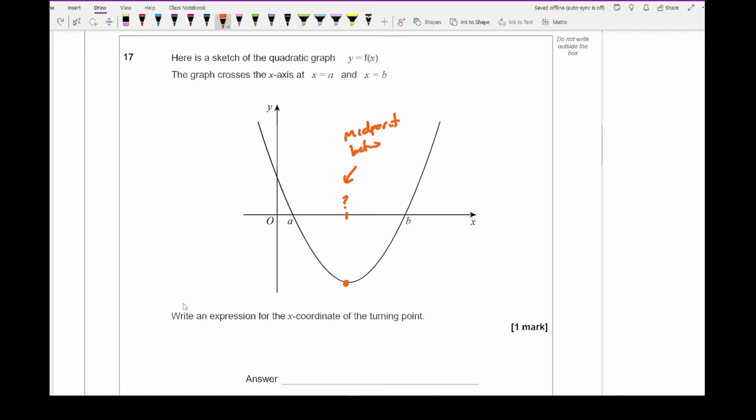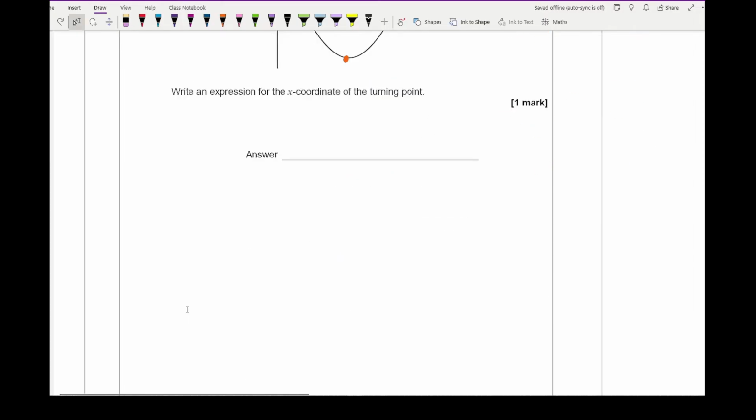between a and b. Now if I want to work out a midpoint between two values, all I've got to do is add the two things together and divide by 2. So you could write your answer like this, or you could write the letters in alphabetical order, in which you could have a plus b over 2.